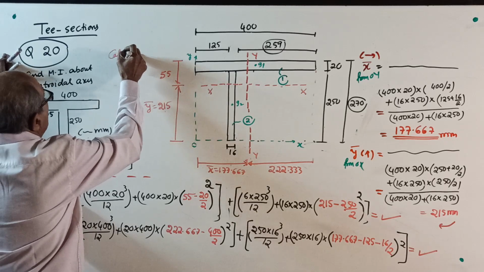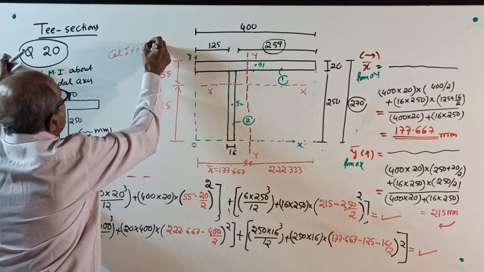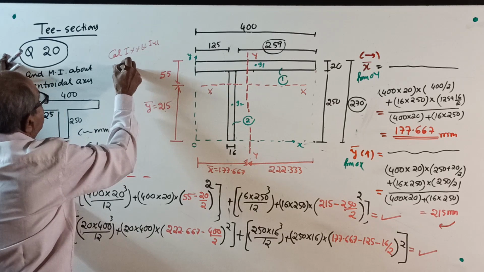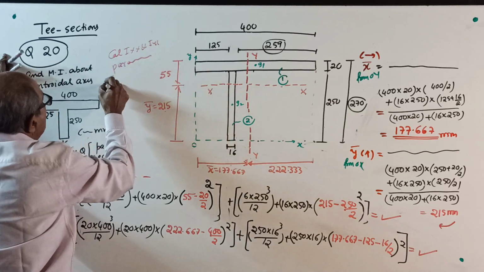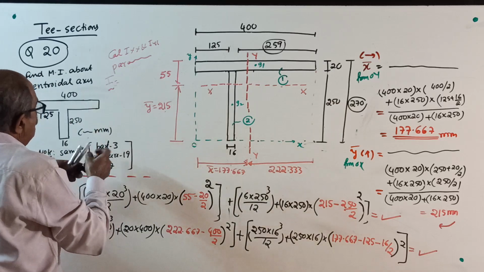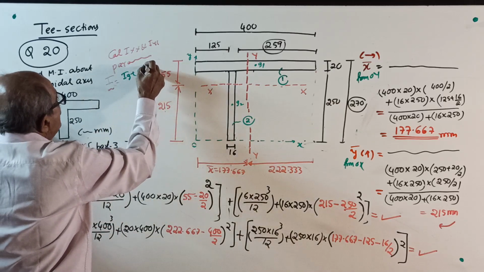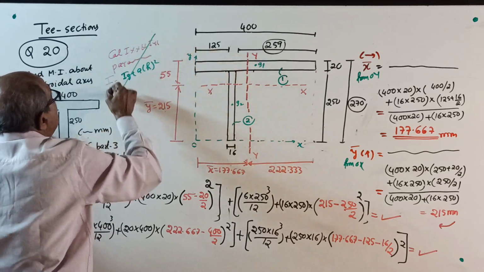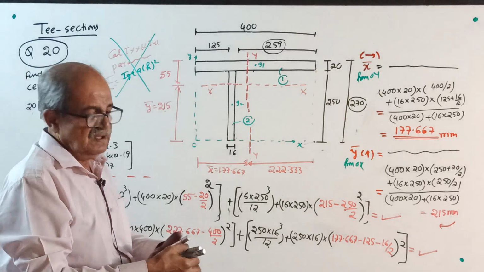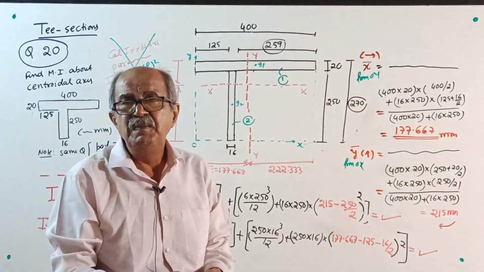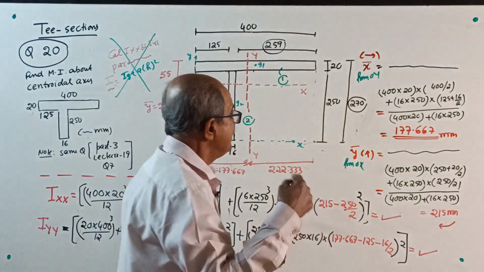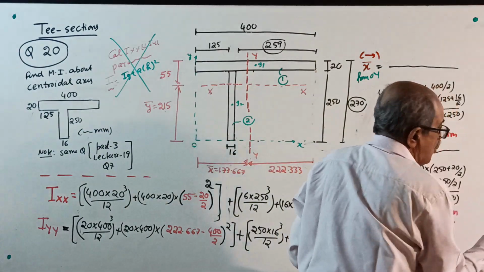calculation of Ixx and Iyy. Right, first the parallel axis theorem: I about any axis equals, if you don't write, you are losing, Ig plus A into h square. I told all these, I am not writing now. There is a limit for everything. How many times, the same thing, do I have to repeat?